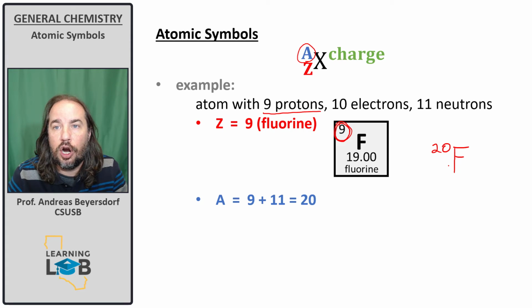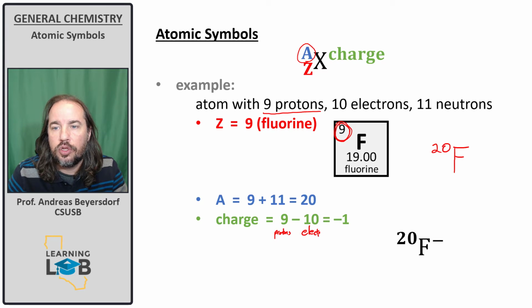And then finally we have the charge. The charge is determined by the number of protons and the number of electrons. So it's always the number of protons minus the number of electrons. So 9 minus 10 gives us a charge of -1. This goes up to the upper right-hand corner. Now, if the charge is -1, we just put a negative. We don't put that 1 there. If it was +1, we would just put a positive there. This is our atomic symbol for an atom with 9 protons, 10 electrons, and 11 neutrons.